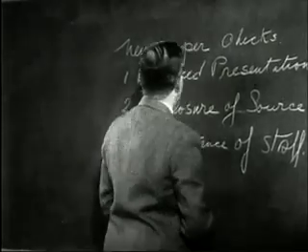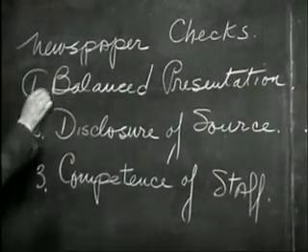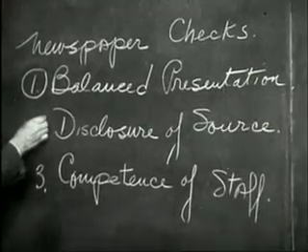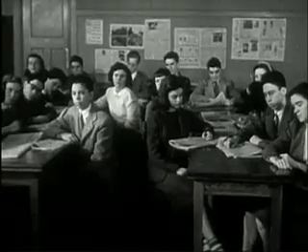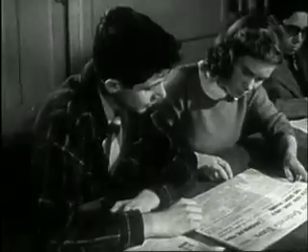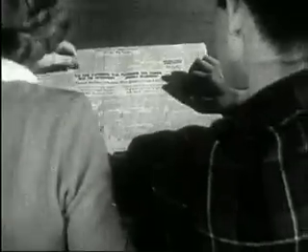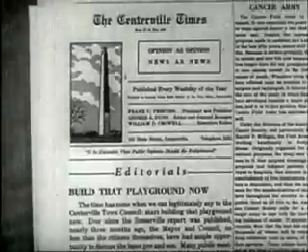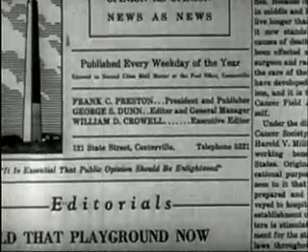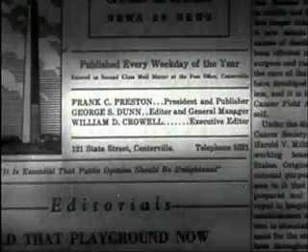The newspapers of a real democracy meet these tests: balanced presentation of news, disclosure of source, competence of the staff. In applying these tests to newspapers, we find out, first of all, if they report both sides. See if the news pages contain news only, and if opinion is kept for the editorial page. Next, we see if the paper says plainly who publishes and edits it. We know which side they're on.